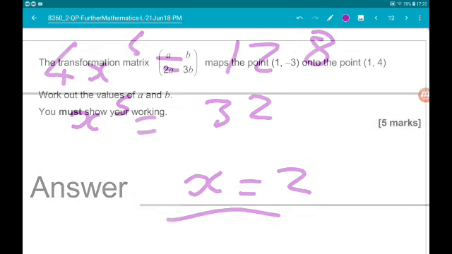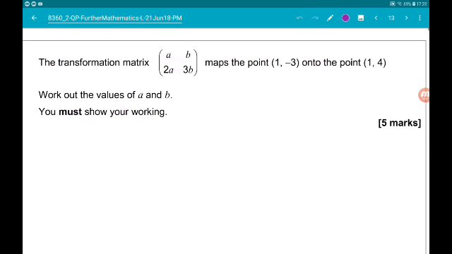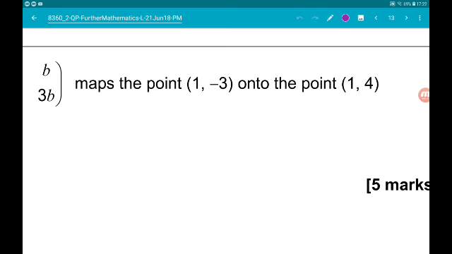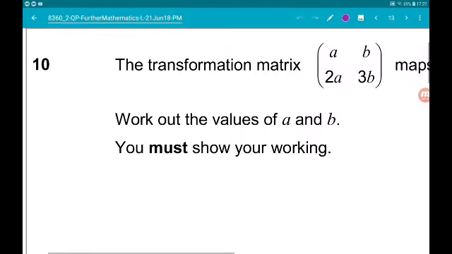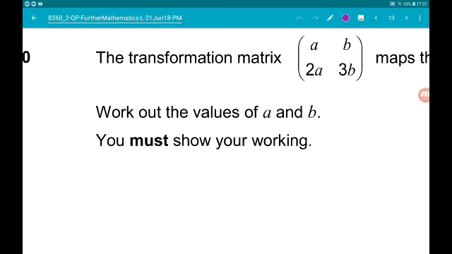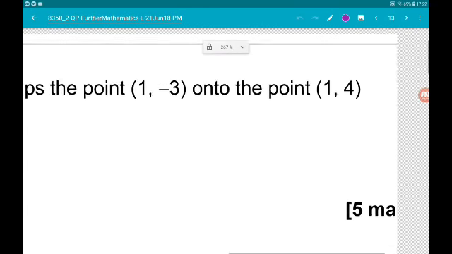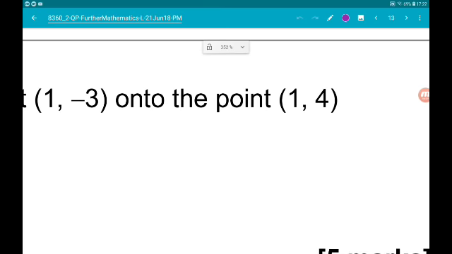Cool. Question 10, 5 marks, matrices, yay. So, the transformation matrix (a, b, 2a, 3b) maps the point (1, minus 3) onto the point (1, 4). We want to work out the values of a and b. So what that means is, when we multiply the matrix by the vector (1, minus 3), we get (1, 4).